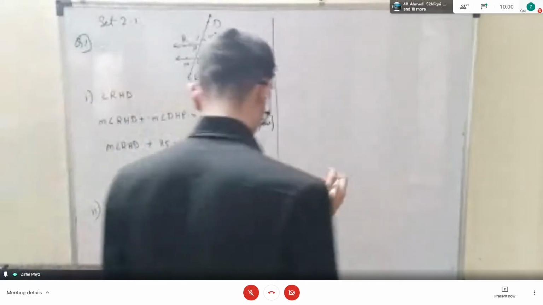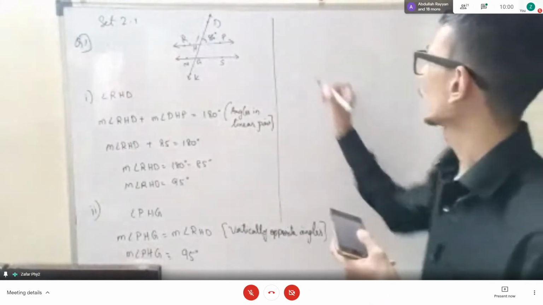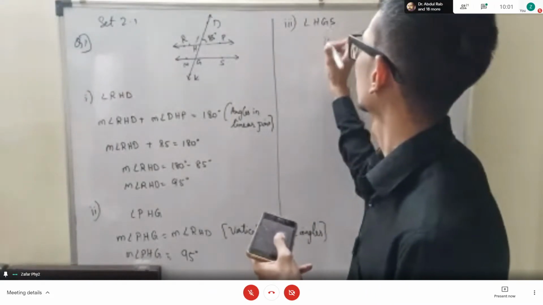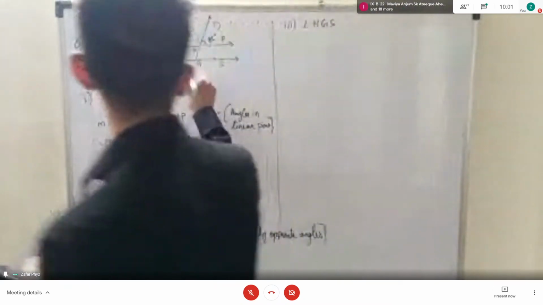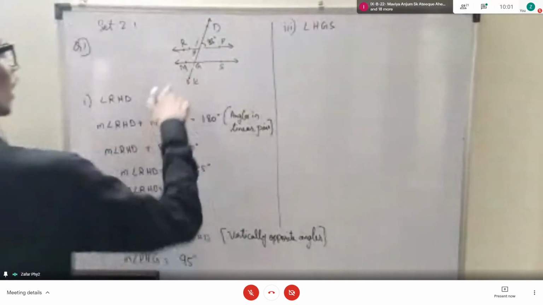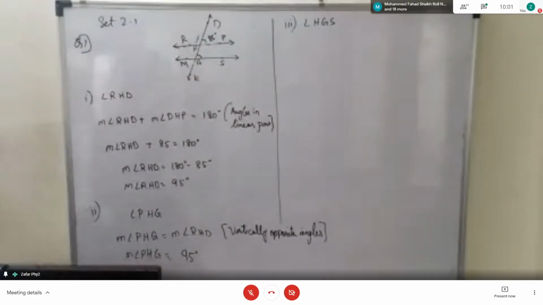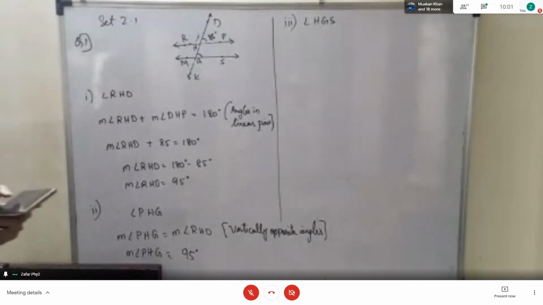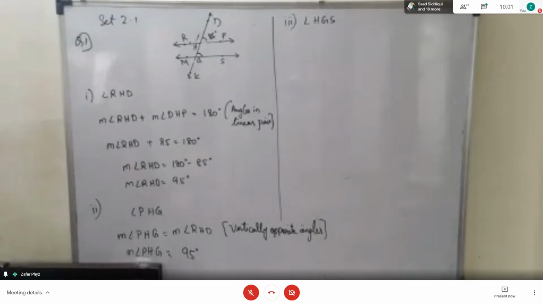Third, we have to find angle HGS. Okay, angle HGS, where it is. HGS. This one, this we have to find. Okay, और इसका before that, can you say are they corresponding?